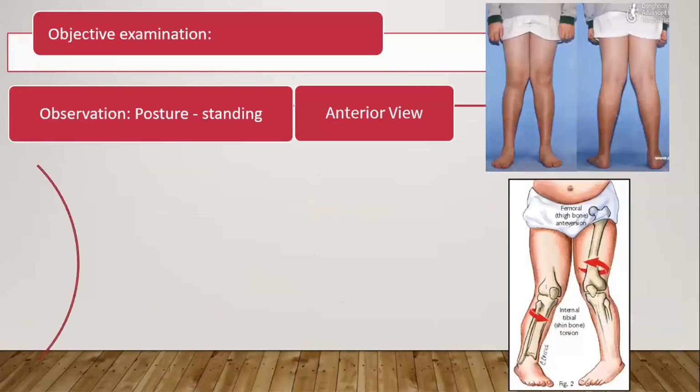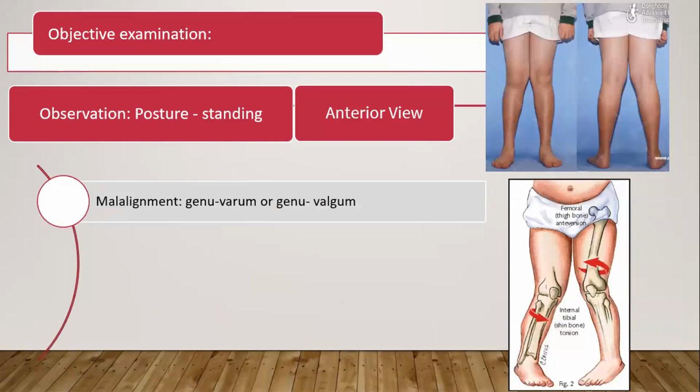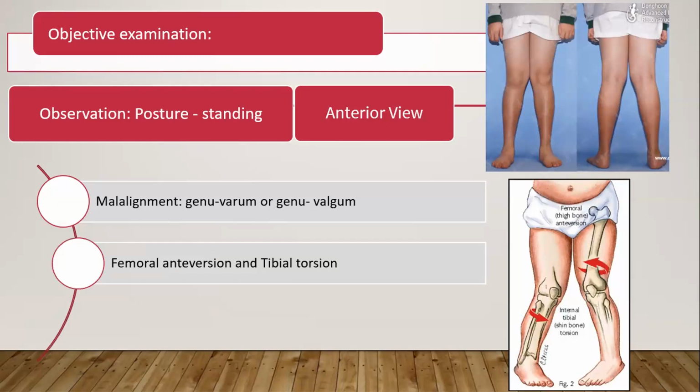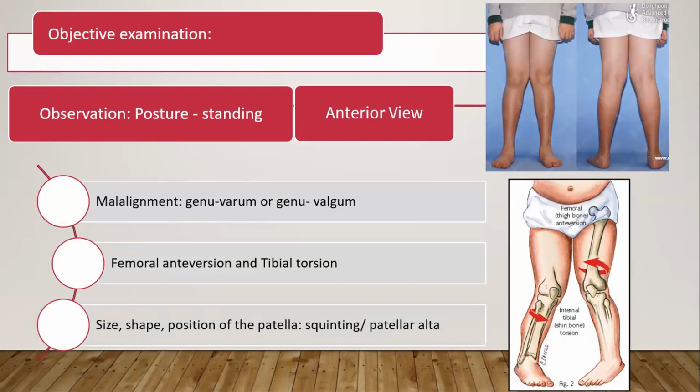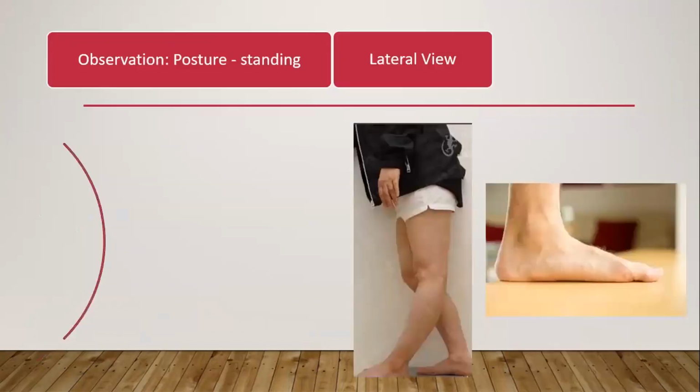pseudo-locking. So coming to the examination, standing from the front view, we have to look for malalignment, that is genu valgum or genu varum. Then for femoral anteversion or tibial torsion. Then we have to look for the shape, position, and size of the patella, whether it is squinting or facing laterally. And we have to look from the side.